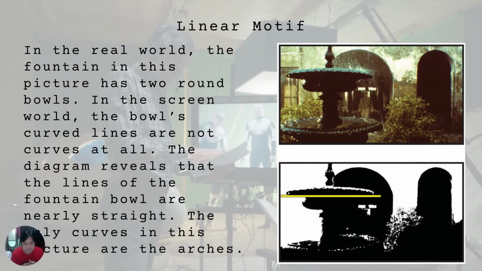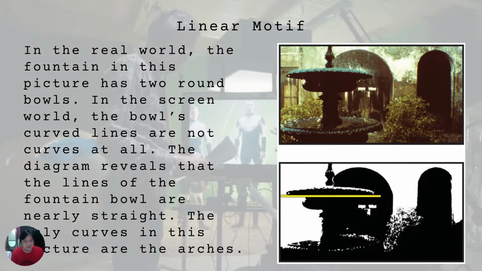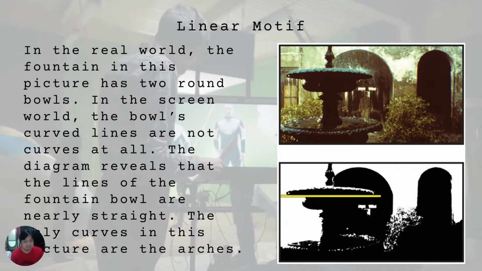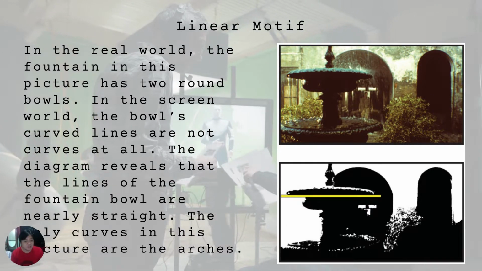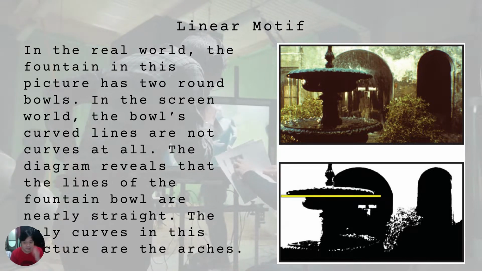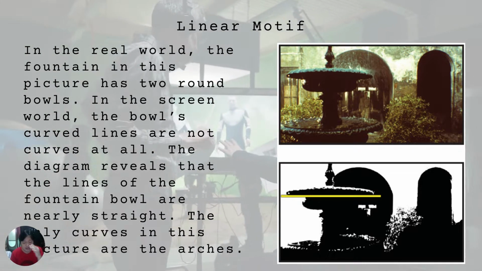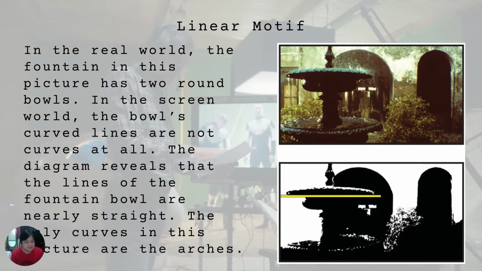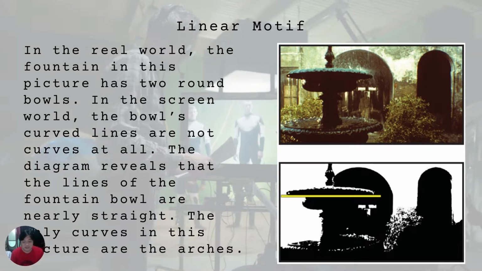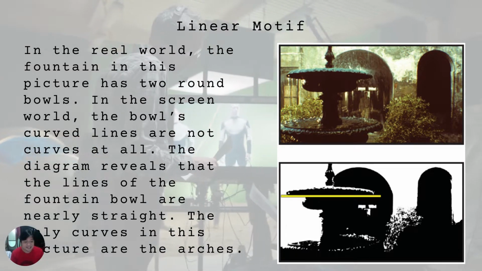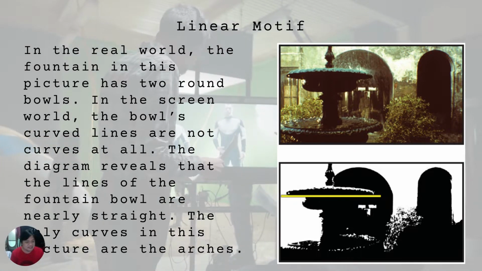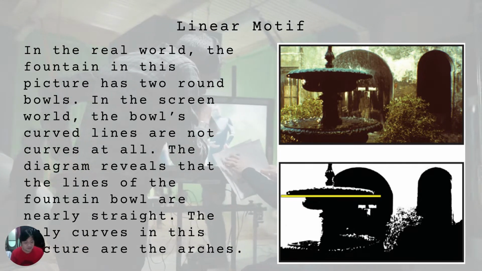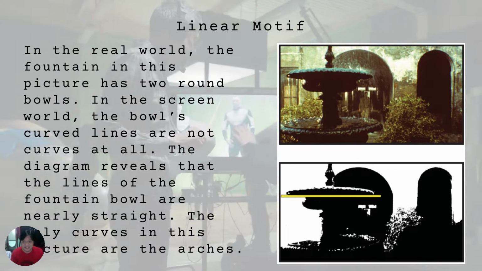Now, in this example, in the real world, the fountain in this picture has two round bowls, the upper and the lower. But when you look at the image below, the more contrasted image, the bowl's curved lines are not curved at all. They're actually straight lines. The diagram reveals that the lines of the fountain bowl are nearly straight. The only curves in this picture are the arches in the background.